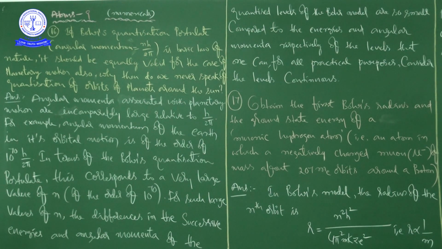And if you continue the problem, see here, if Bohr's quantization postulate is a basic law of nature, it should be equally valid for the case of planetary motion also, right? So the sun is the center, according to our theory, like a nucleus, and around the sun the planets are revolving. For example, take Earth, which is revolving around the nucleus, around the sun.